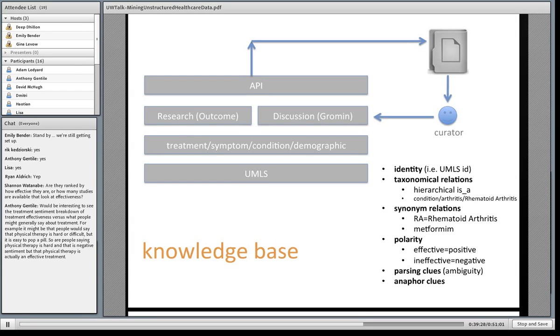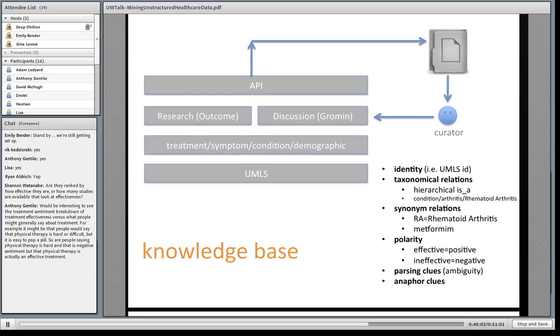So some key things that are in the knowledge base is identity. So we maintain UMLS ID. That's what helps us, like when we saw that overview paragraph, that's how we do that matchup. Taxonomical relations are important. So hierarchical is our relationships. We need to know that rheumatoid arthritis is a type of arthritis, which is a condition, so that when you're sitting on the arthritis page, you'll be able to see instances of all the arthritises, even those that don't have the word arthritis in them. Similarly, you can go to just the rheumatoid arthritis page and just get references to that.